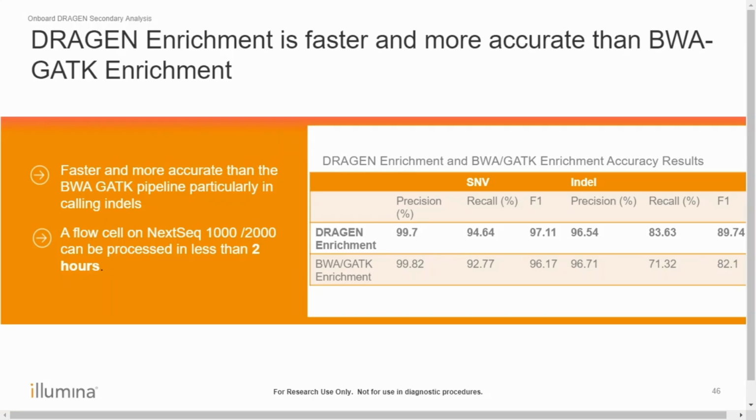Doing a quick comparison with BWA-GATK, one of the most commonly used analysis pipelines, DRAGEN enrichment is faster and more accurate. It has higher precision, higher recall, and overall accuracy for SNV, and in particular for indels. The F1 score, which is the overall accuracy score, which is what you see here on the right side of the table, is 89.74 for DRAGEN versus 82.1 for BWA-GATK. And in addition to the accuracy, DRAGEN is also fast. For instance, a flow cell on NextSeq 1000-2000 can be processed in less than 2 hours.